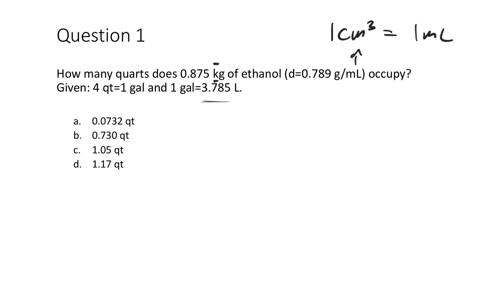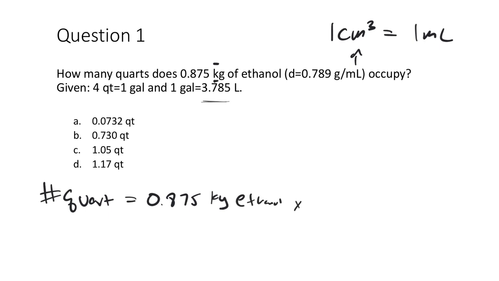Okay, so you don't have to have these conversions memorized, but we should be able to solve for the number of quarts this way here. I just want to start with what I'm trying to find: how many quarts. I'm going to begin my dimensional analysis step with what I'm given. And then I know that there's a ratio of 0.789 grams per milliliter, so I should probably go ahead and convert this to grams. So 1 kilogram is 1,000 grams.